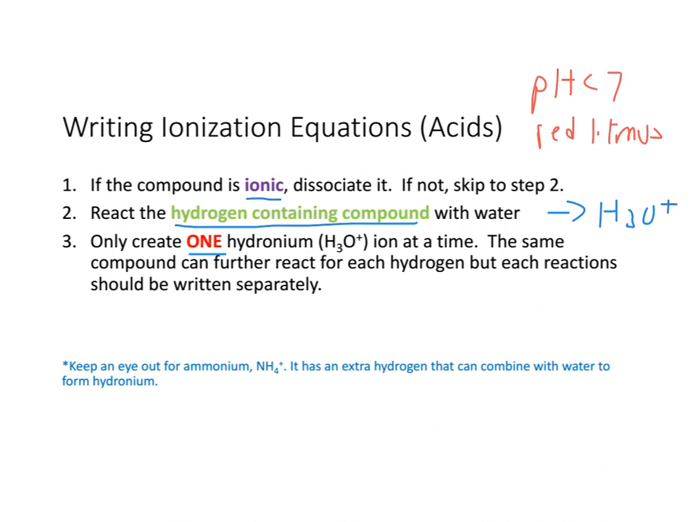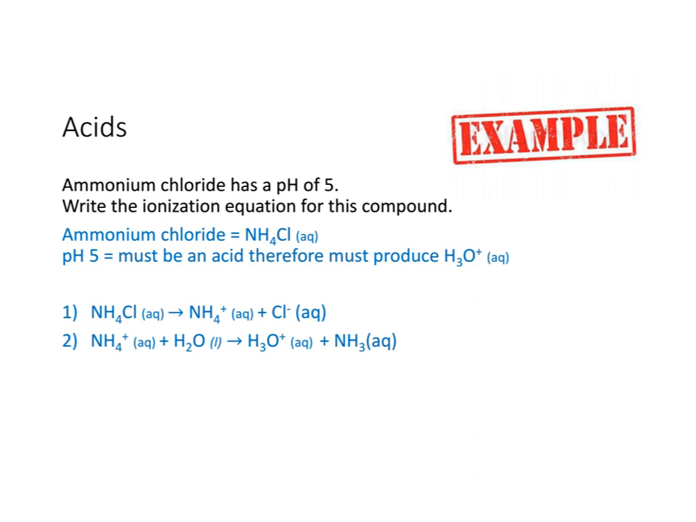or more. Okay, so an example here would be dihydrogen phosphate, H2PO4 minus. We're going to react one hydrogen at a time and then react a second hydrogen in a subsequent step. A note here is that we have to watch out for the compound ammonium, NH4, because it has that extra hydrogen that can react with water to form hydronium. Let's look at an example here.